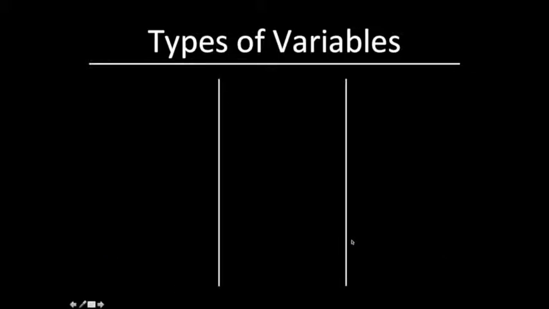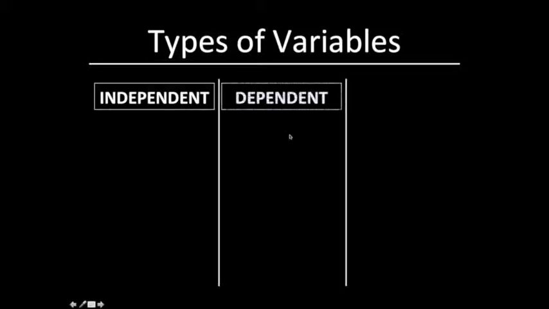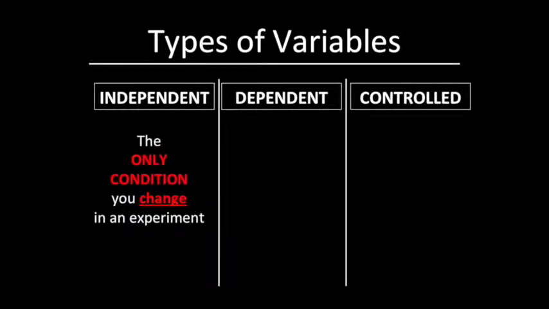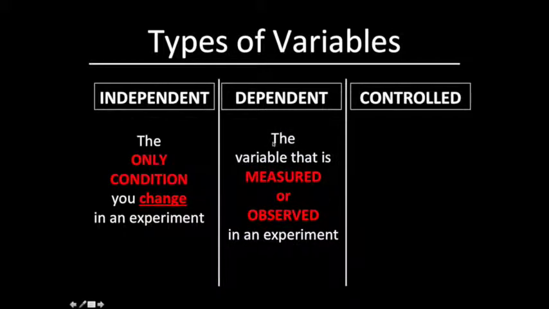So let's go look at the three types of variables. Okay, we have the independent variable, the dependent variable, and the controlled variable. Okay, so what is the independent variable again? It is the only condition, the only thing we change in an experiment. Okay, only one. The dependent variable is the variable that we measure or observe. Because we change this, we see what happens to the dependent variable.